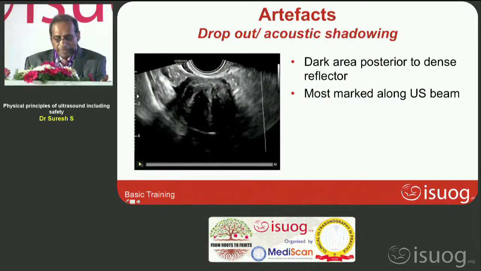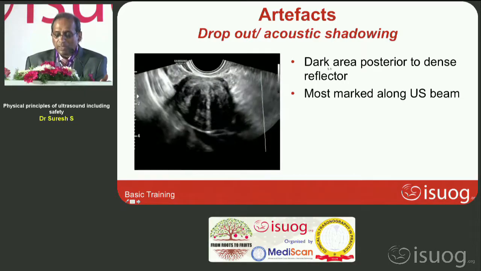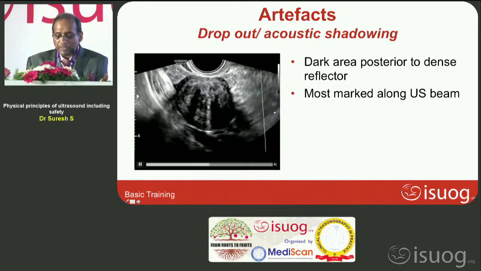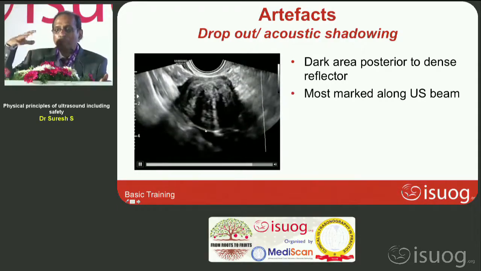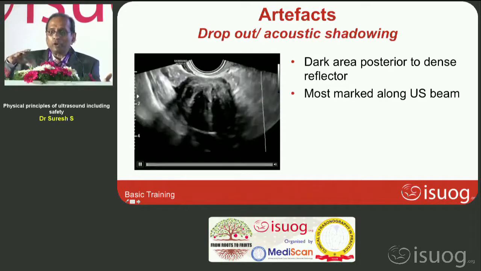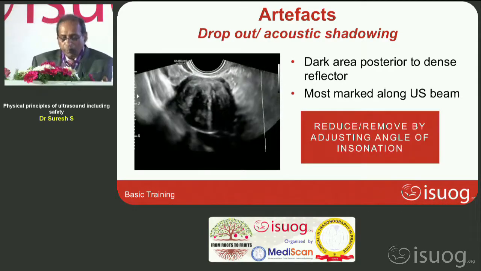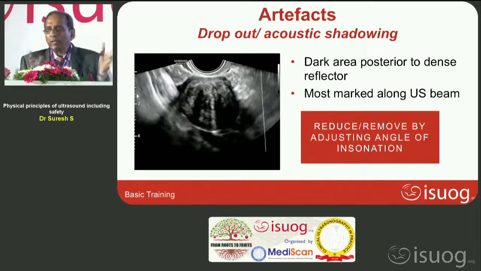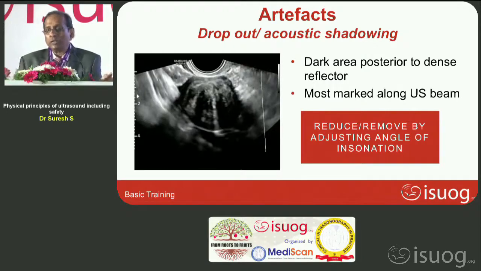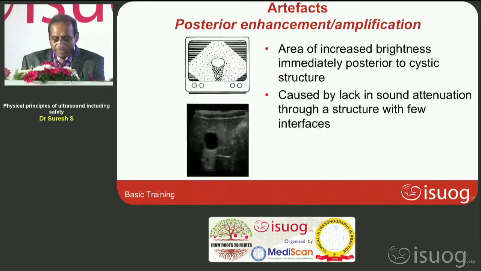For example, here is acoustic shadowing. You can see the shadowing, the dark area posterior to a dense reflector. It's most marked along the ultrasound beam. If you put your beam perpendicular to a very strong reflector, then you have a shadowing behind that. So you can readjust your angle of inclination, and if you see the artifact moving along with that, you use this acoustic shadowing to identify calcifications or very dense tissues.